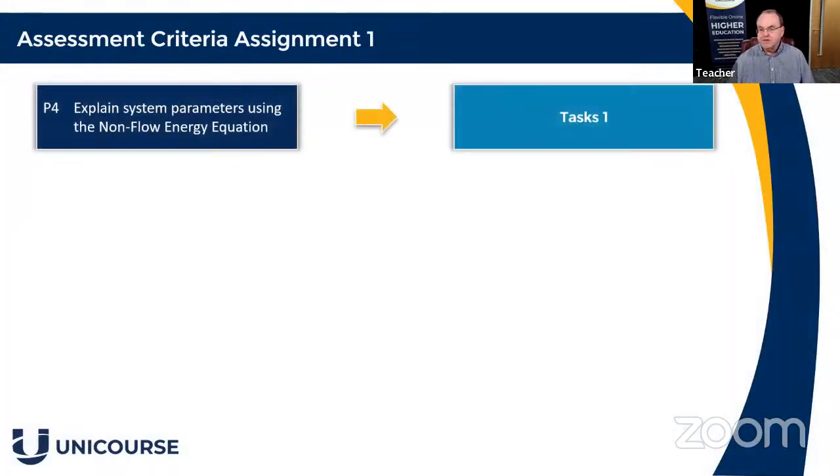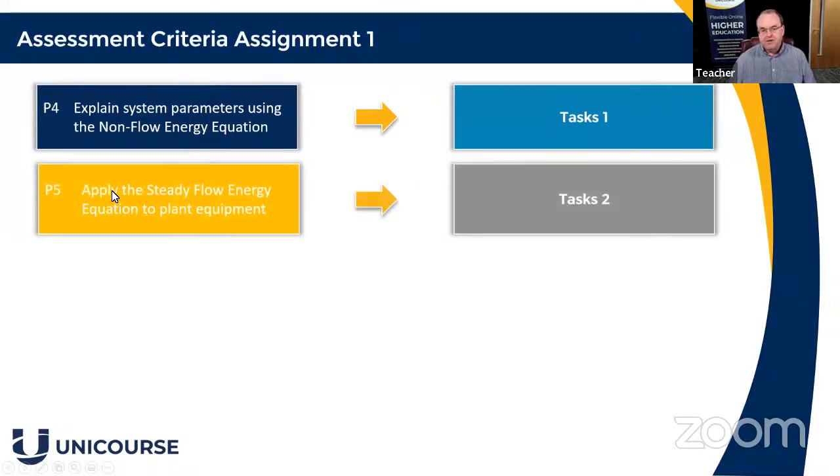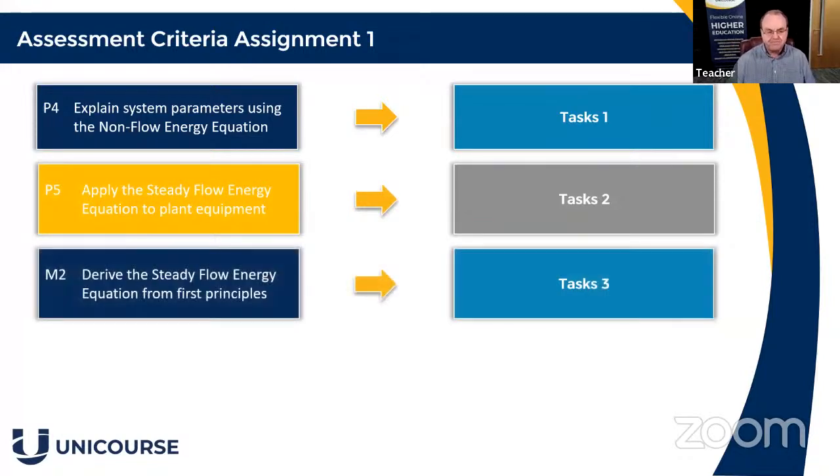So the assessment criteria for Assignment 2, got one at the top, sorry about that. Explain systems parameters using the no-flow energy equation. So that's really going to address task 1. And we're going to look at apply the steady flow energy equation to plants and equipment. We're going to look at one example in that case, and that is fundamentally task 2. But we'll talk about that. They're all sort of intermingled, these tasks, against the learning assessment criteria.